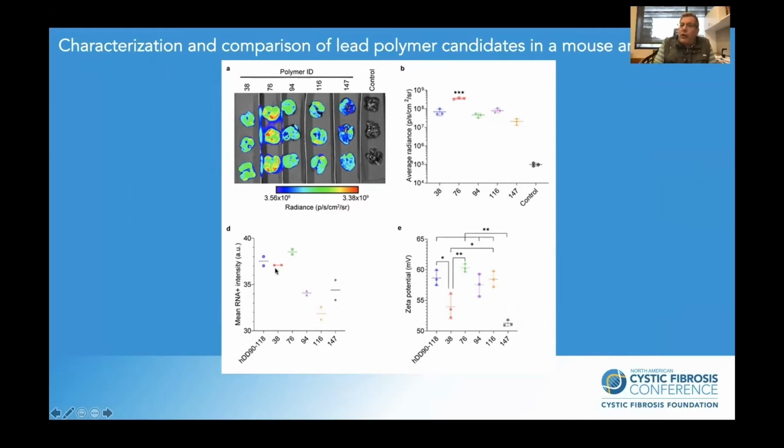We did look in vivo at the mean RNA intensity, so how much RNA was there in a region within their lungs? This was assessed by RNAscope, and you can see that 76 was really, again, the winner there. We looked at zeta potential also, and 76 was around 60, which is ideal for these particles. So when we looked at all of these particles, 76 very much looked like a winner.